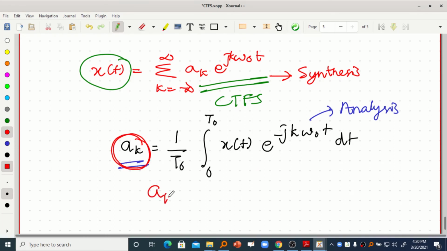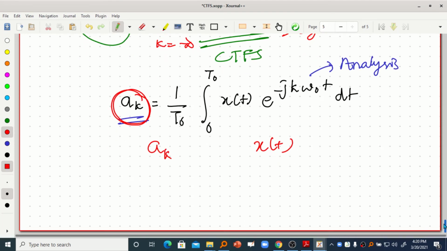So actually this a_k is the multiplier for e power j k omega 0 t. So it is determining the amplitude of the harmonics. So this equation is known as the analysis equation because it analyzes the weight of each harmonic of the sinusoidal signals that are present in the arbitrary signal x of t. And these coefficients are also known as Fourier series coefficients.